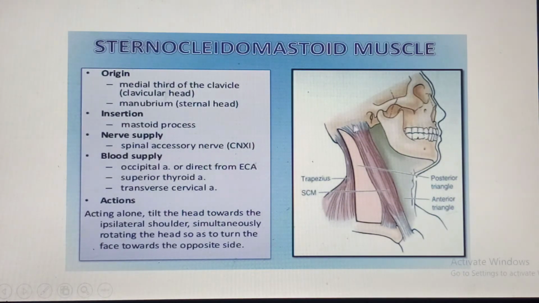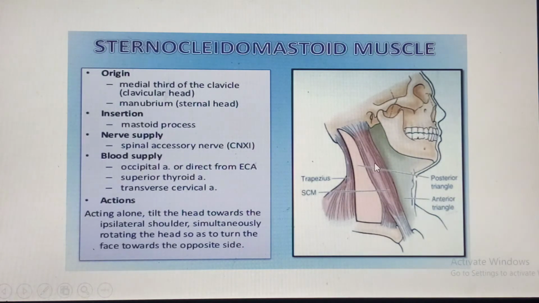This muscle is going to have two origins and therefore two heads. It has what we call a clavicular head, coming from the medial third of the clavicle. This is the clavicle. It also has the sternal head, which comes from the manubrium of the sternum. But both heads form a single belly to insert, importantly, in the mastoid process of the temporal bone. So this muscle will be very important.